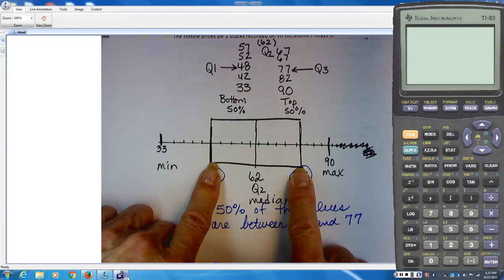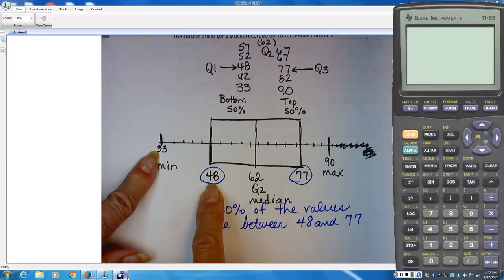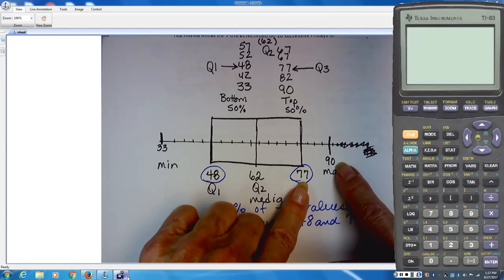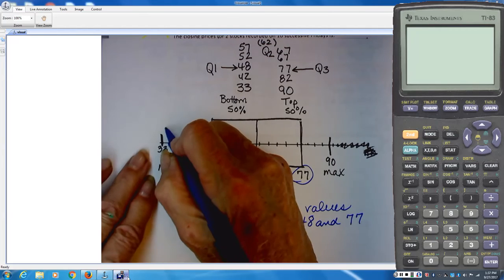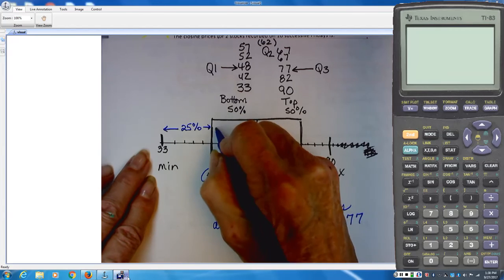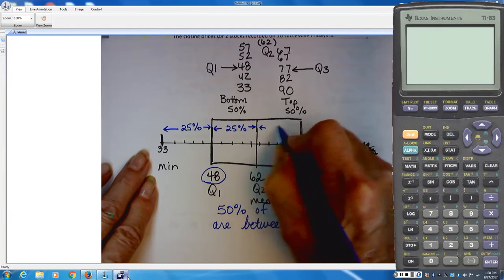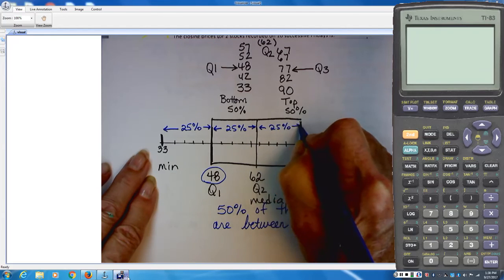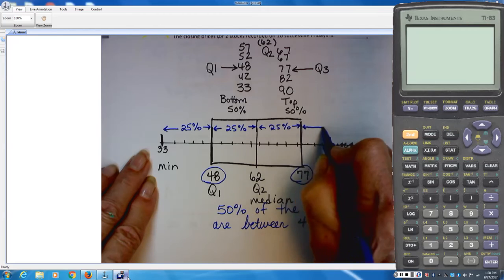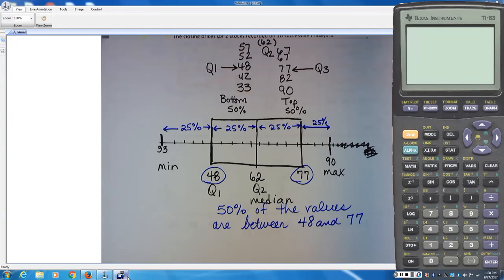Okay? You could say that 25% of your data is between 33 and 48. You could say 25% of your data is between 77 and 90. But the thing to remember is that what you've done is you divided this into chunks of 25% each. That's what a box and whisker plot does. It divides your data up into chunks of 1/4 of the data values in each chunk. Okay?